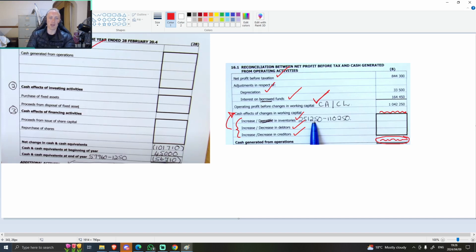However, for the activity we're about to do, I think it's 3.29, there's only one thing we need to do, and that is get the operating profit before changes in working capital, which means we're going to take the net profit before tax, and we're going to add back in depreciation and interest on borrowed funds. So let's do that now.